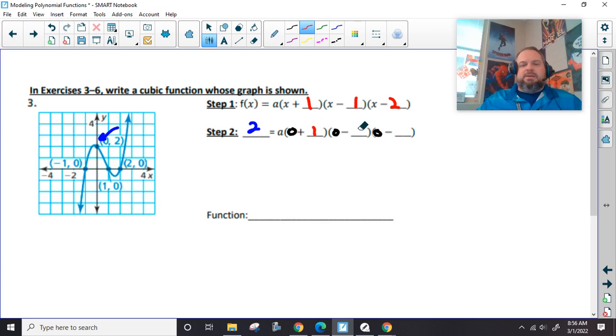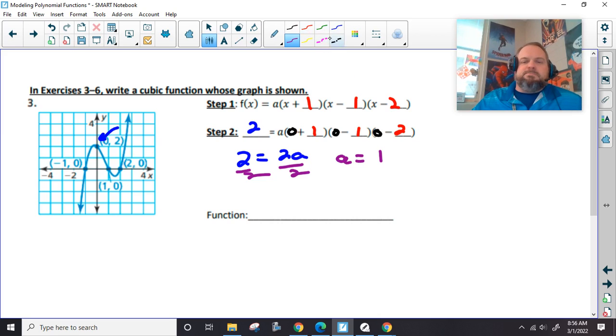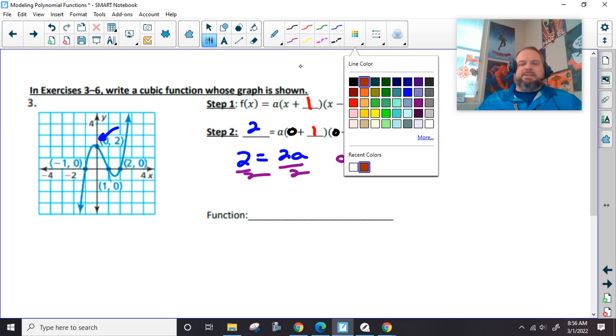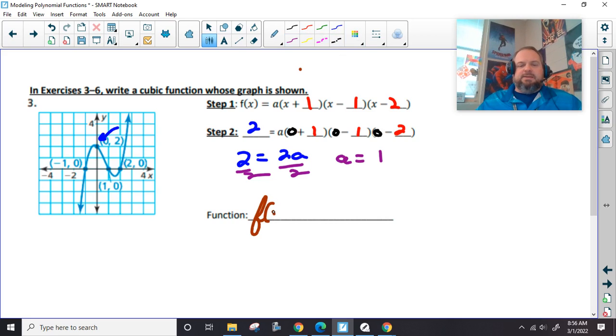So we have 2 equals, this is 1 times -1 is -1 times -2, 2a. And if we divide, we get a equals 1. Kind of simplistic here. So we could write a 1, but you don't have to. And then just rewrite this top thing here from step 1.